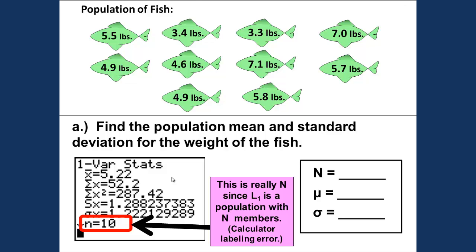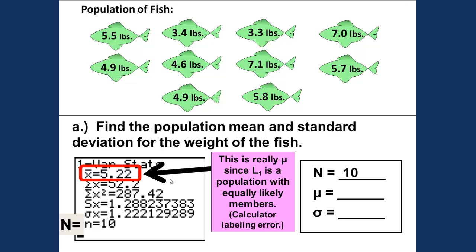N equals 10. This is really our population, since L1 is a population with N members. The calculator doesn't know whether you've put in a sample or a population, so it will label everything as a sample. You have to know which you've put in. So this is a calculator labeling error. This is truly our capital N, or our population size. N is 10. We could have also just counted the fish.